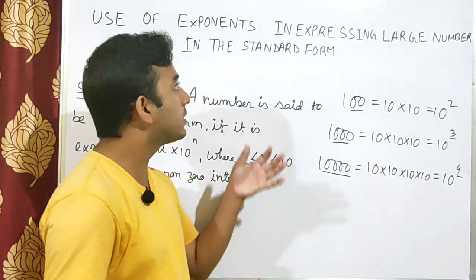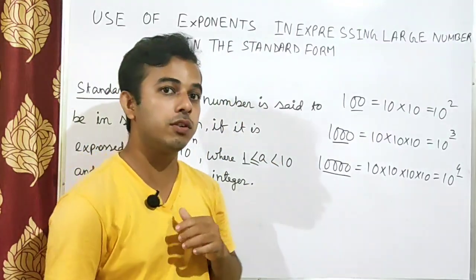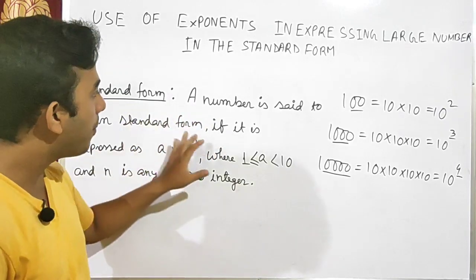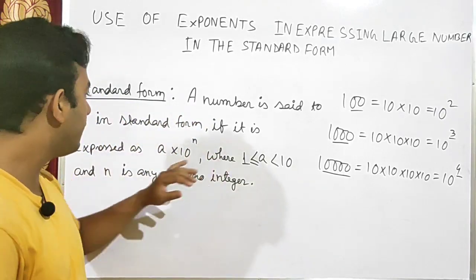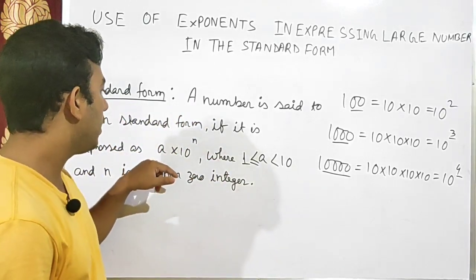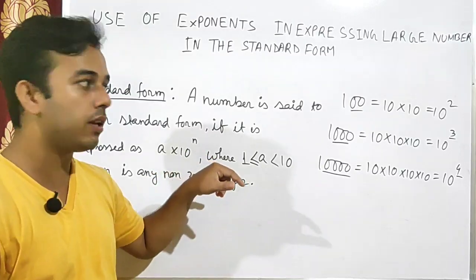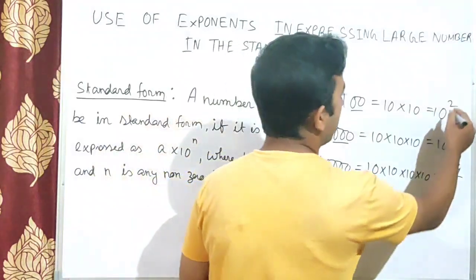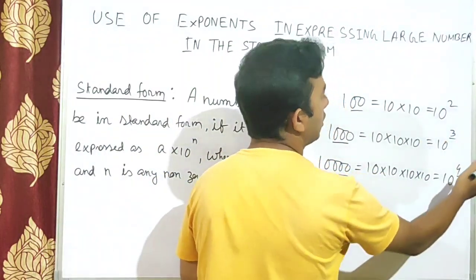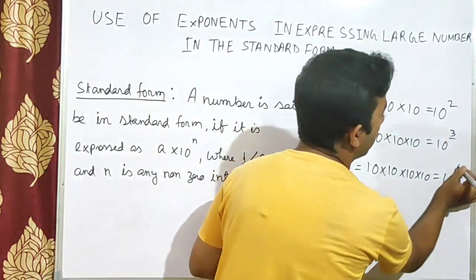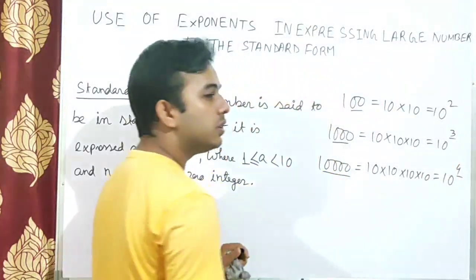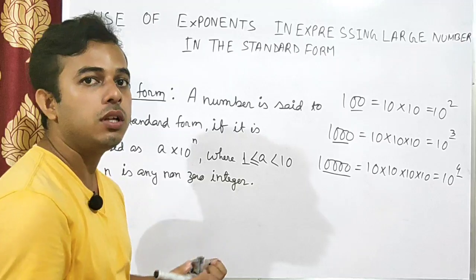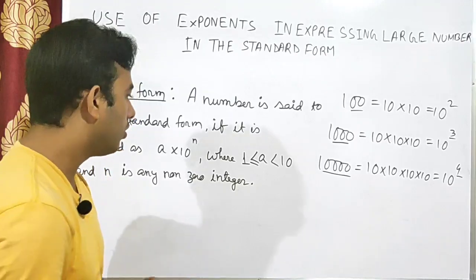Okay, so now let's come to the standard form. What is standard form? Let's look at the board. It is already written here. A number is said to be in standard form if it is expressed as a into 10 to the power n. What is this 10 to the power n? This thing: 10 to the power 2, 10 to the power 3, 10 to the power 4. In this case we have considered 10 to the power n because we don't know how many zeros will be there, isn't it?